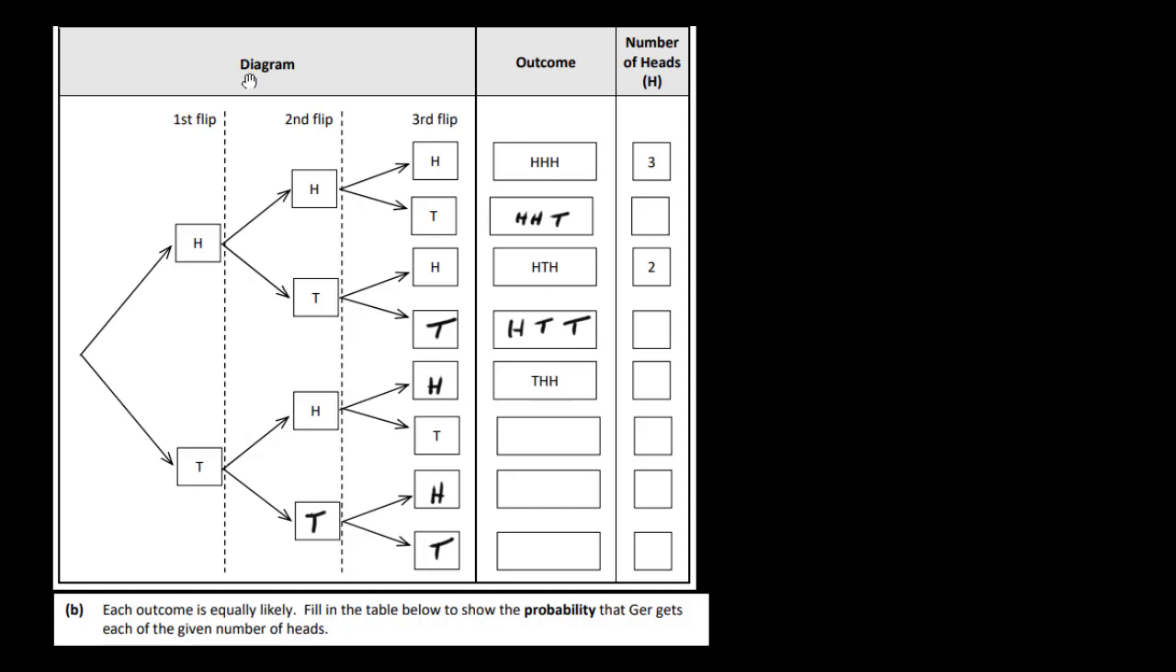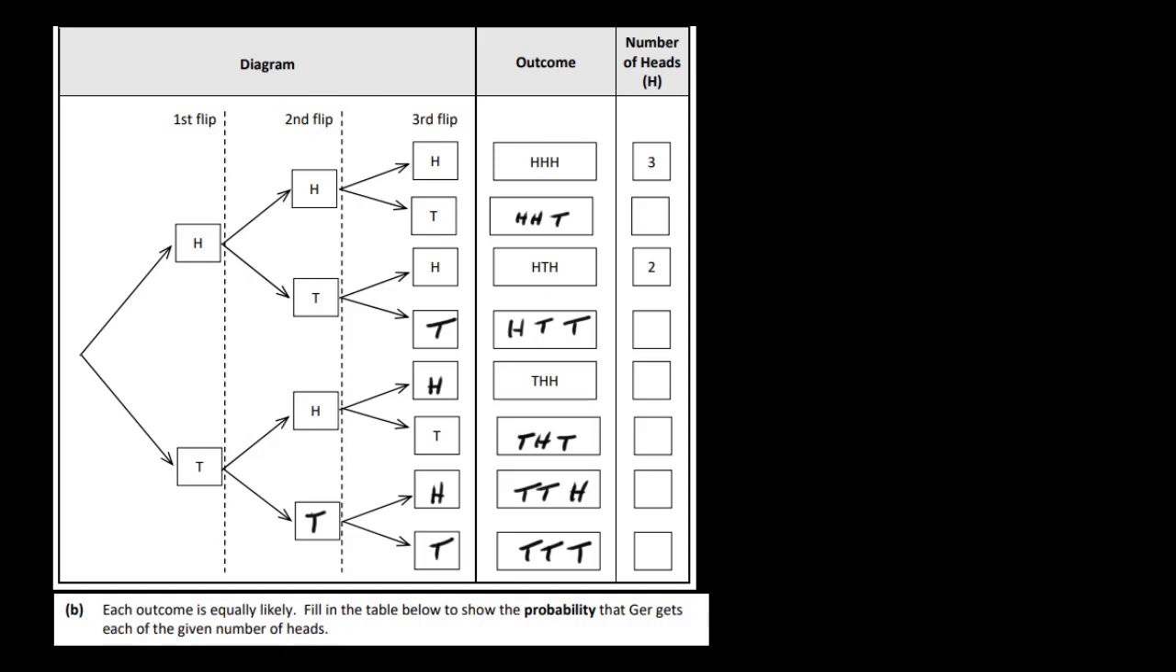Along here then, if we take this route here, we've got tail, head, head. If we go along here, then we can see we got a tail in the first flip, a head in the second flip, and a tail with the third flip. So here we're just going to write in tail, head, tail. Down along here we've got tail, tail, head. And down along here we've just got 3 tails.